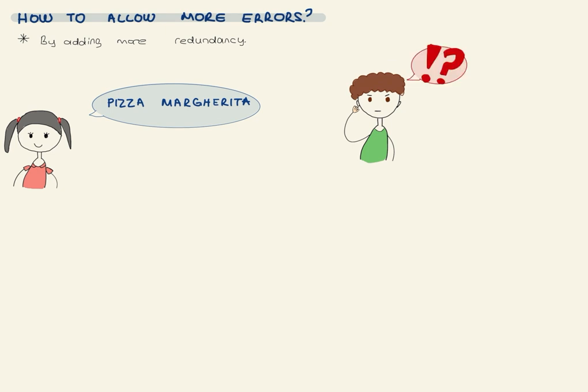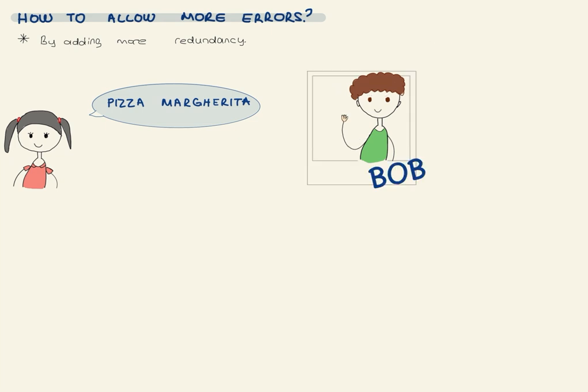Ah, correct. I almost forgot to introduce him. This is Bob. He will also accompany us during our long journey. Say hi. Okay, where were we?